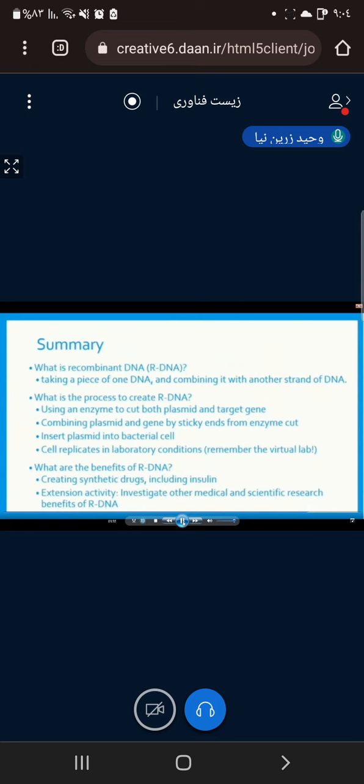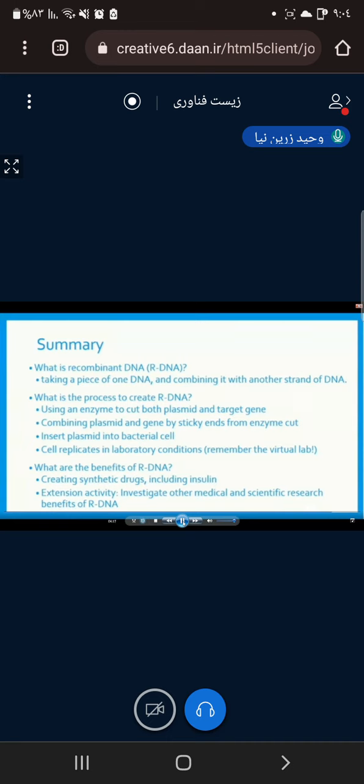Let's review what we learned. Recombinant DNA is DNA that has been combined with another piece of DNA. The process to create DNA first involves using an enzyme to cut the plasmid and target gene and create sticky ends. The sticky ends of both parts combine, forming a plasmid that has recombinant DNA.